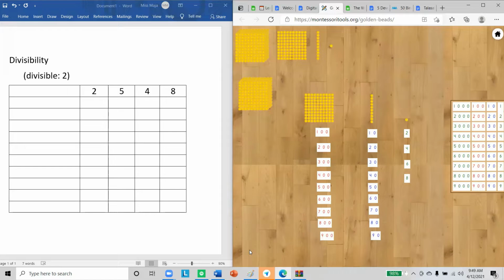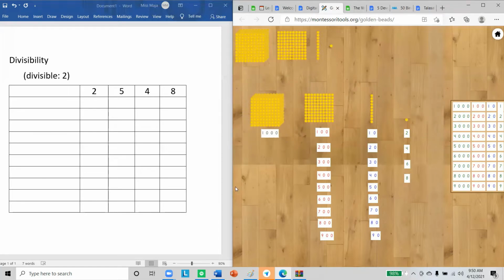900? For 900, it's 450 plus 450. Okay, so all hundreds are divisible by 2. How about for the 1,000?